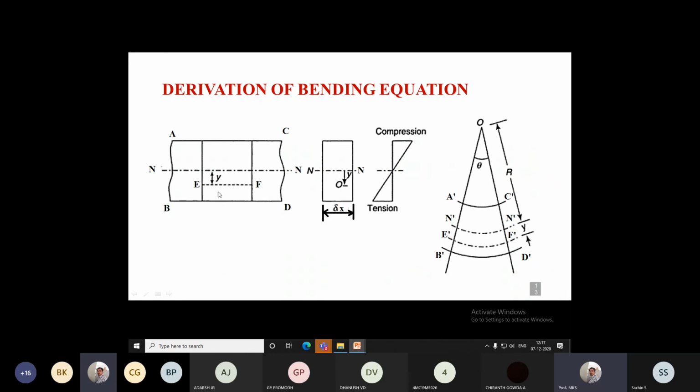So the portion we have considered, EF, is going to change to E dash F dash. This distance is Y. E dash is at a distance Y from the neutral axis, and the neutral axis is at a distance R, that is the radius of curvature. R from the center of curvature. The neutral axis is at a distance R, capital R.